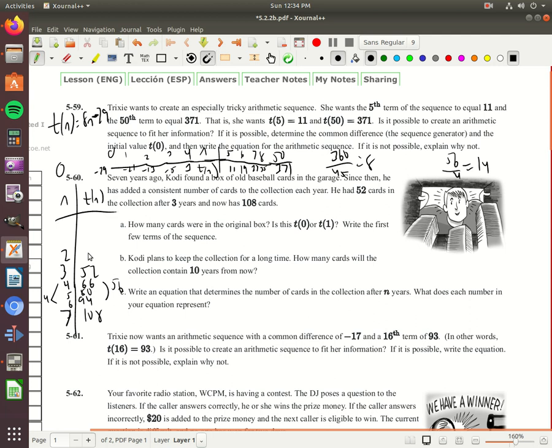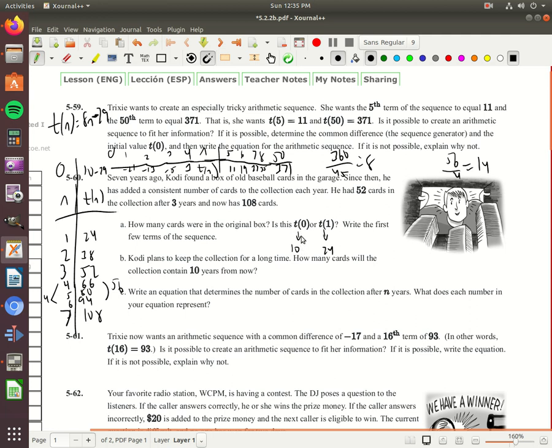Now I'll just subtract 14 going in this direction. Year 2, he had 38. Year 1, he had 24. So year 0, it looked like he had 10. So T of 0 is going to be 10. T of 1 is going to be 24. And it says how many cards were in the original box. I think it's T of 0 is 10.